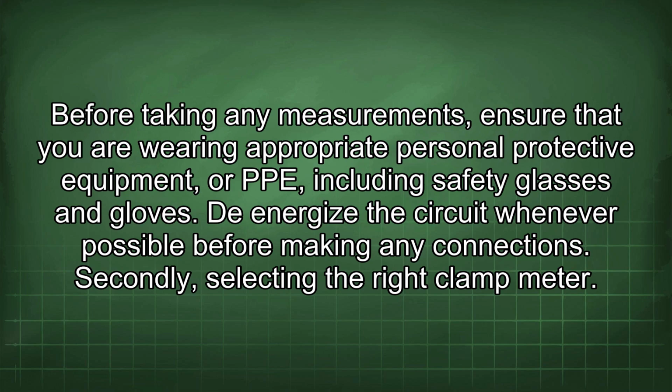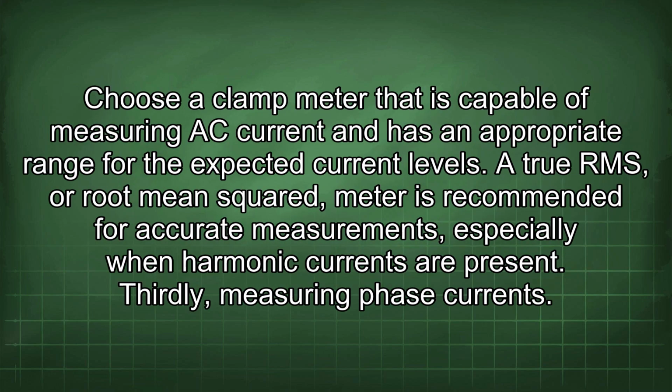Secondly, selecting the right clamp meter. Choose a clamp meter that is capable of measuring AC current and has an appropriate range for the expected current levels. A true RMS, or root mean squared, meter is recommended for accurate measurements, especially when harmonic currents are present.